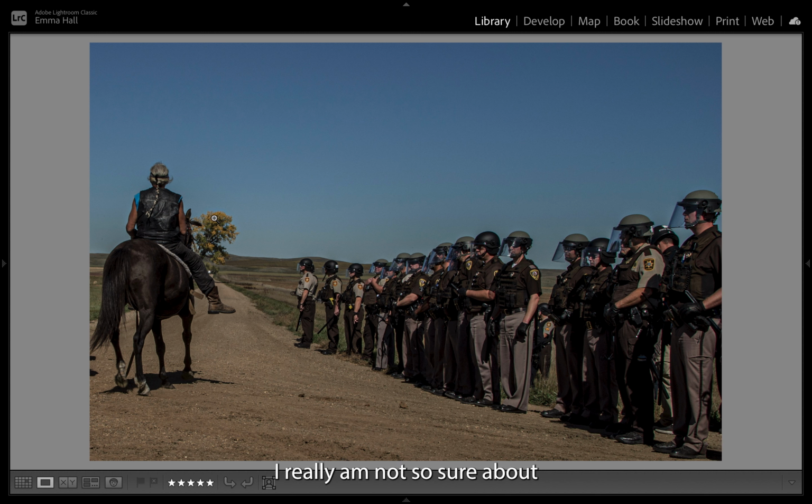I really am not so sure about this tree here. Again, these are not some of my favorite photographs I've ever taken, but we're working with what we have, so that's the important part.